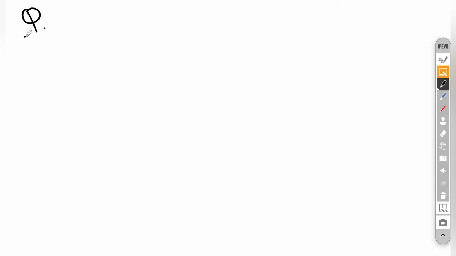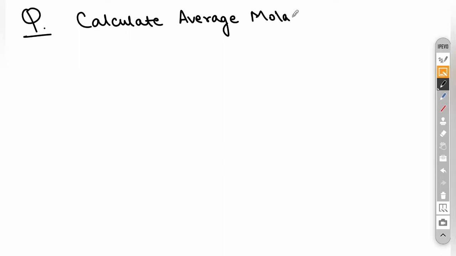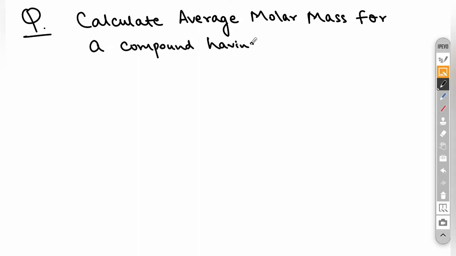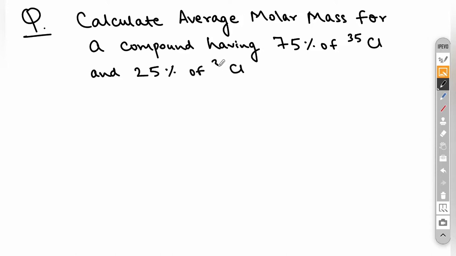Now we'll solve a problem. Calculate average molar mass for a compound having 75% of Cl35 and 25% of Cl37 in it.